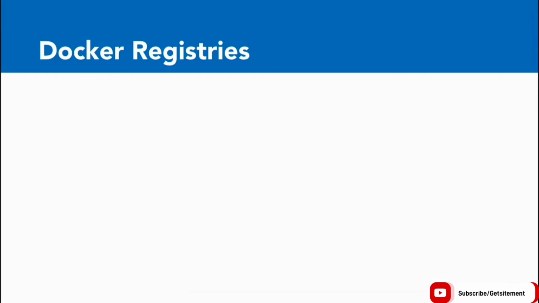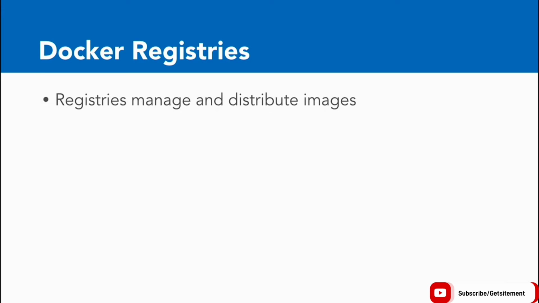So we have been using a lot of Docker images without really talking about where they came from. Docker images are retrieved from registries and pushed to registries. A registry is a piece of software that manages and distributes images. You upload images to them, you can download images from them, and they let you search to find the images you want to use.